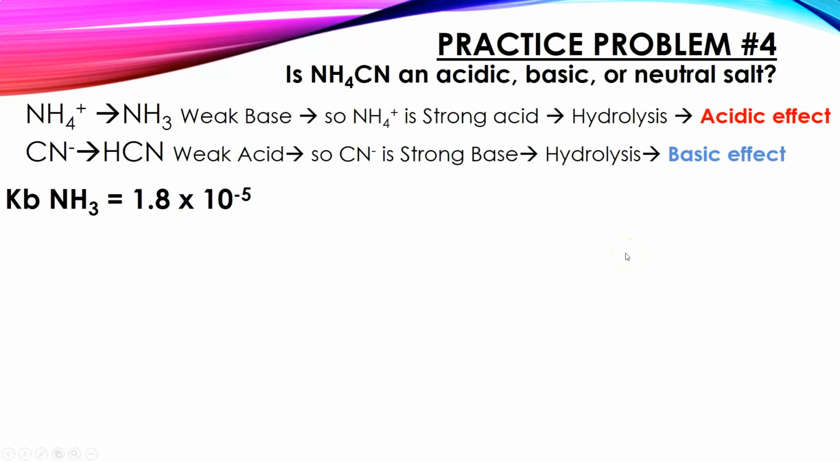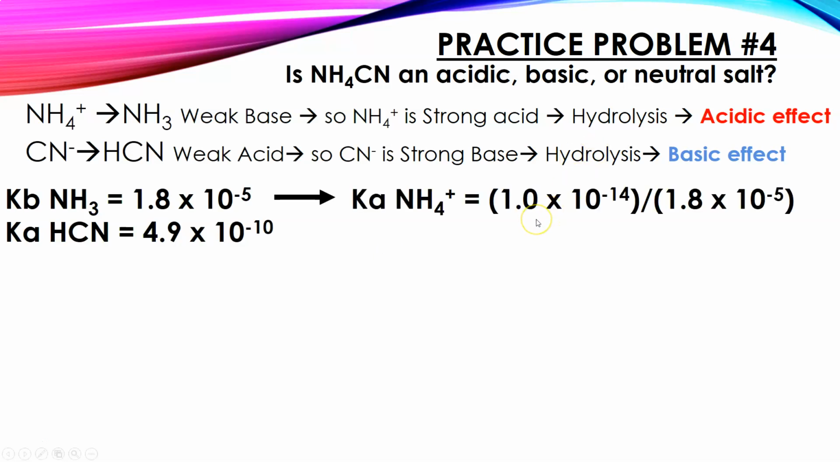Here's the Kb for ammonia, and here is your Ka for your hydrogen cyanide. But you should notice, those are not the things we're comparing, are we? We are comparing the ions. So I don't want the Kb. This is an acid. I need the Ka. Cyanide is a base. I don't want the Ka of this, I want the Kb for the ion. So you're going to need to convert them.